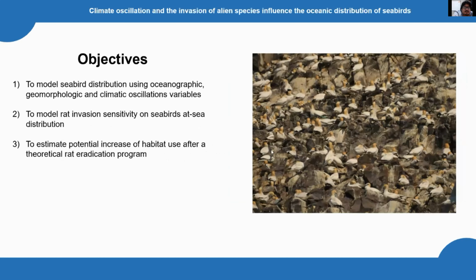So what were the objectives of the study? We have three main objectives. The first one is to model seabird distribution using oceanographic, geomorphologic, and climatic oscillation variables, which is the broad one. However, we also wanted to model rat invasion sensitivity on the at-sea distribution of seabirds, and finally to estimate the potential increase of habitat use after a theoretical rat eradication program.